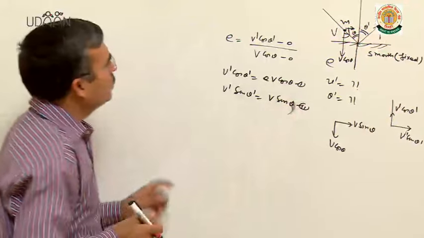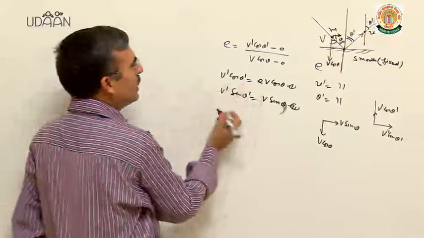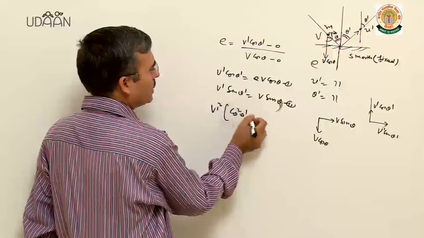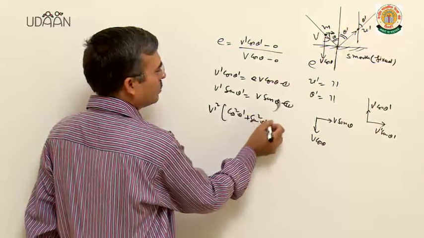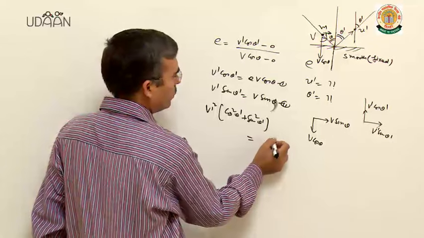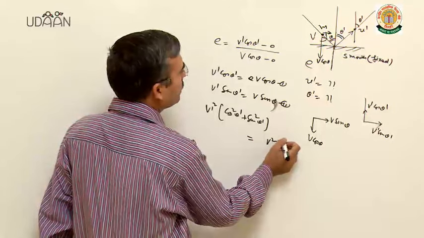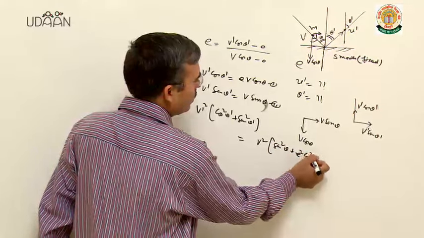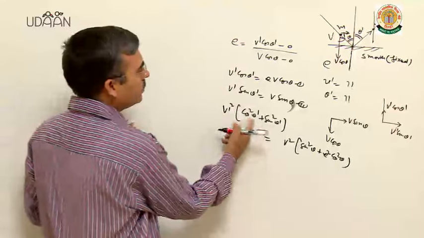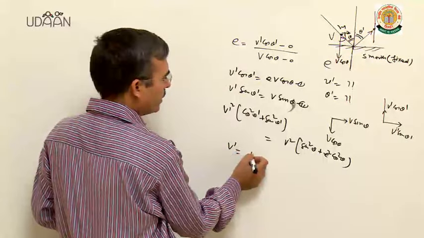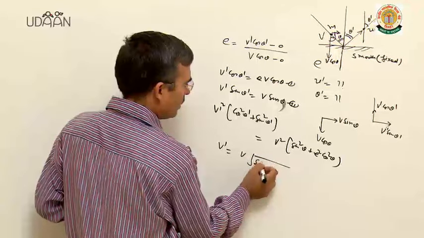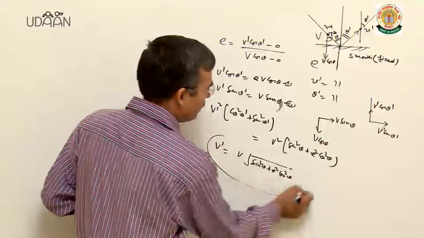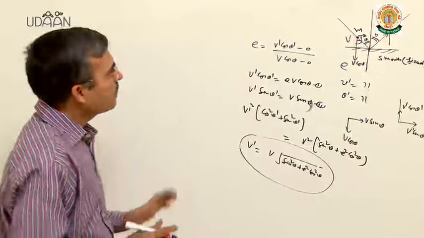Clear? So on squaring and adding, v dash square cos square theta dash plus sin square theta dash equals v square common, sin square theta plus e square cos square theta. It is 1. So clearly v dash is v root of sin square theta plus e square cos square theta. It is the final velocity of the ball.